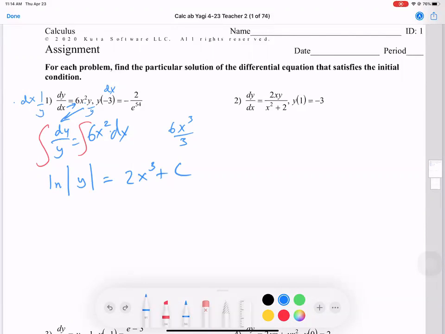To get y by itself, you need to get rid of that natural log and the absolute value. So what we're going to do here is e both sides, because exponentials get rid of natural logs, and we're left with the absolute value of y is equal to e to the 2x cubed plus c, where these are all in the exponent.